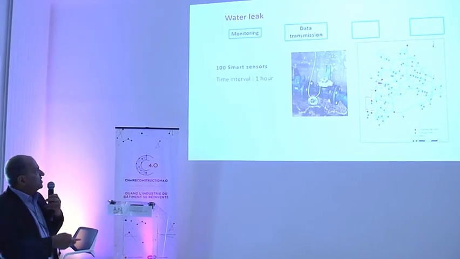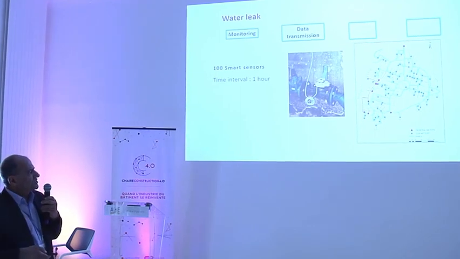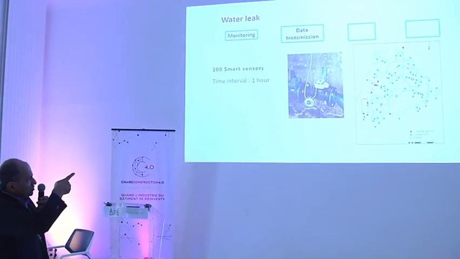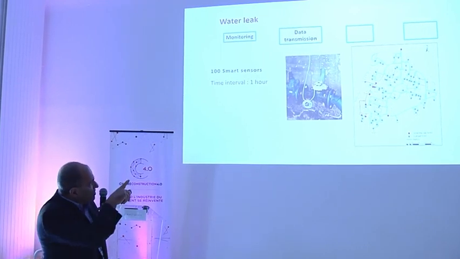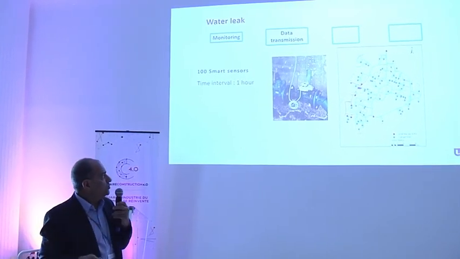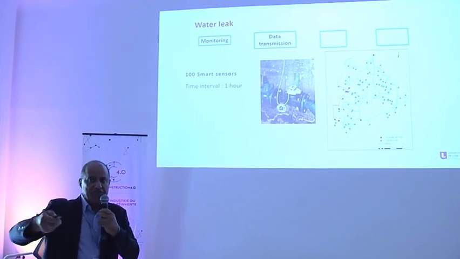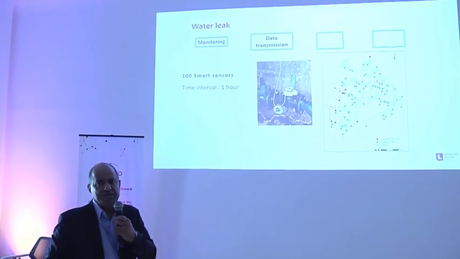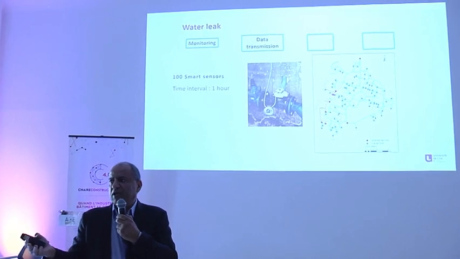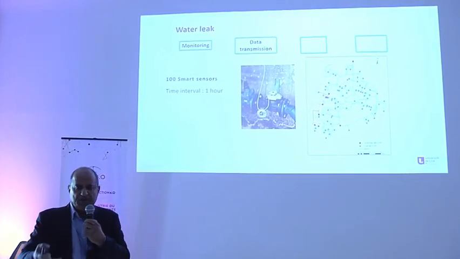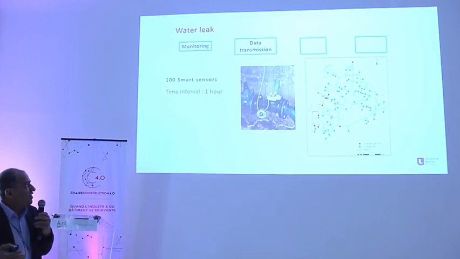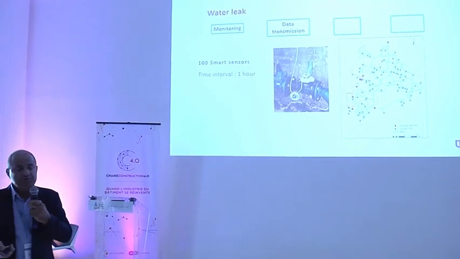Then what we did, we monitored all of this network. We put our sensors, which you see here, to measure the water flow. In red, it's the input, the supply of the campus. In blue, it's the consumption. And we have the data every hour. It means that every hour we can make the balance between the supply and the consumption, and we can see if we have some leak.